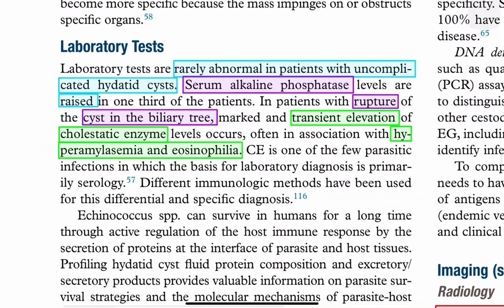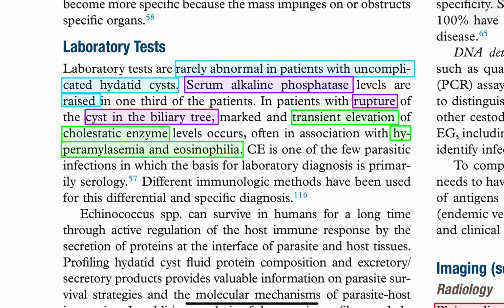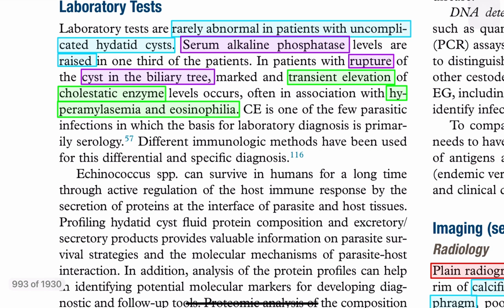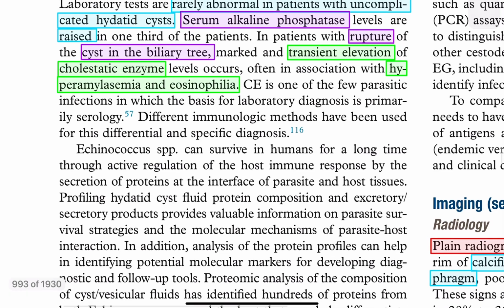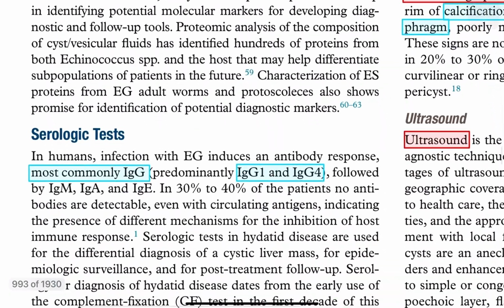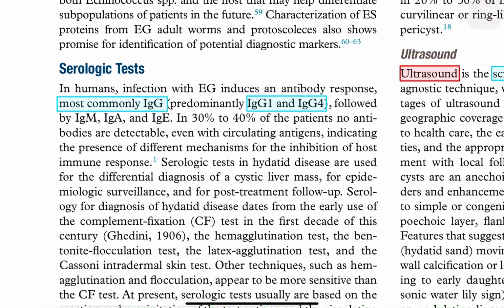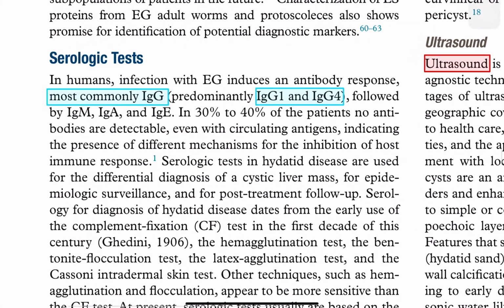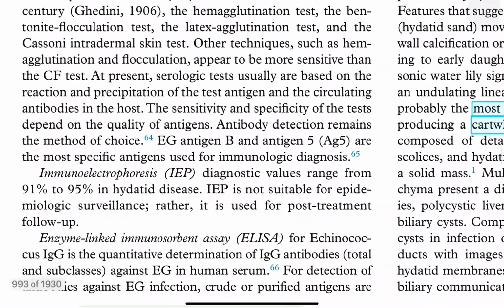Okay, liver function tests are rarely abnormal in a patient with uncomplicated hydatid cyst. Serum alkaline phosphatase is raised. If it ruptures into the biliary tree, you will see transient elevation of cholestatic enzymes, hyperamylasemia and eosinophilia. Okay. So IgG elevation, mainly IgG1 and IgG4.